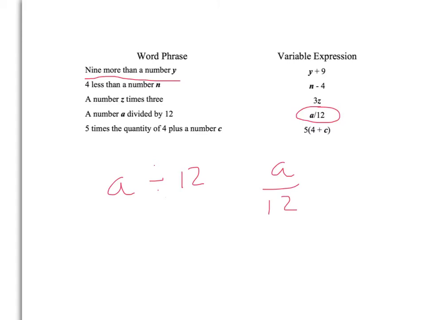And also you can look at an expression that's going to have more than just one operation. 5 times the quantity of 4 plus a number c. So you have to take into consideration the 4 plus c first and then multiply it by 5. So I need to use the parentheses in this case so that I can multiply.